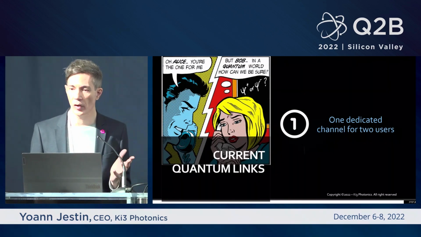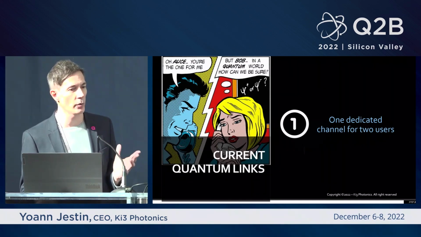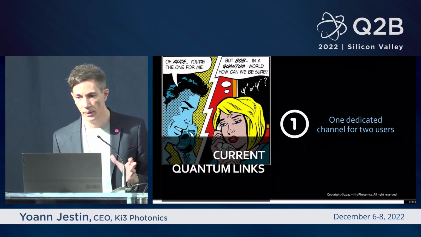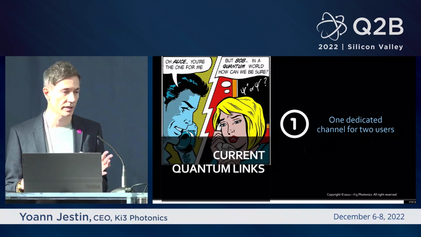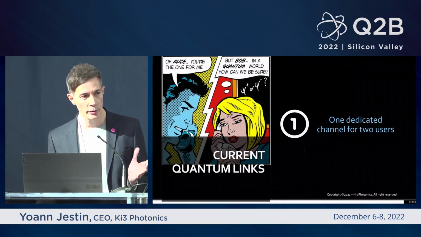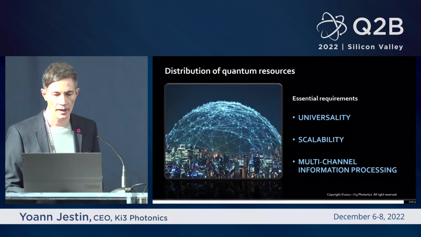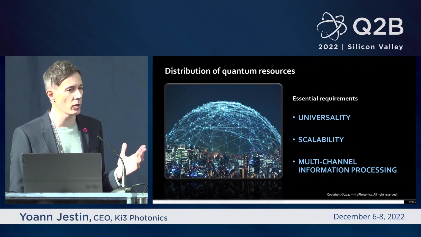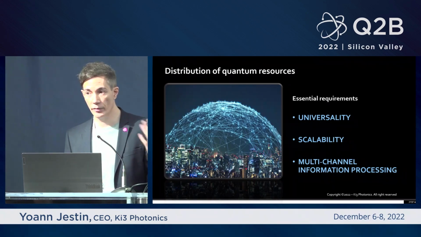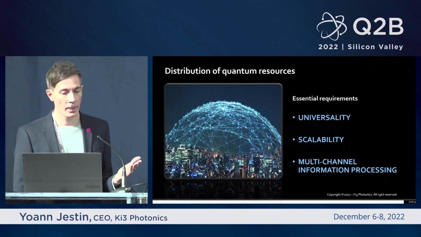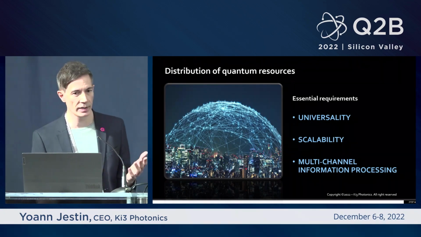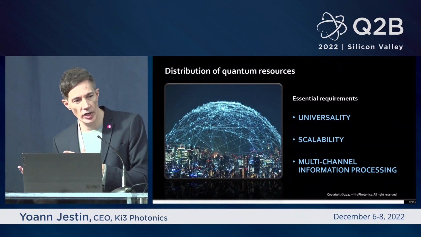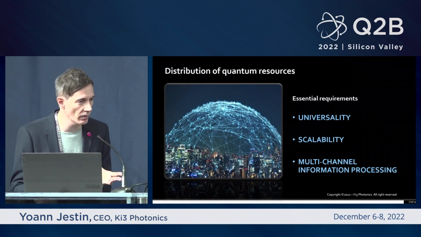So, at Ki3 Photonics, we are building quantum photonic hardware to support the transit of quantum information in a network configuration and enable the distribution of quantum resources for multiple users. For this to happen, we are focusing on three essential requirements: universality, scalability, and multi-channel information processing, which means that we want to have a quantum channel and a classical channel all wrapped together in the same optical fiber.